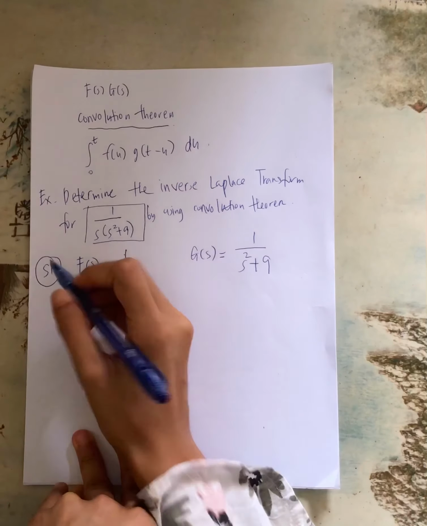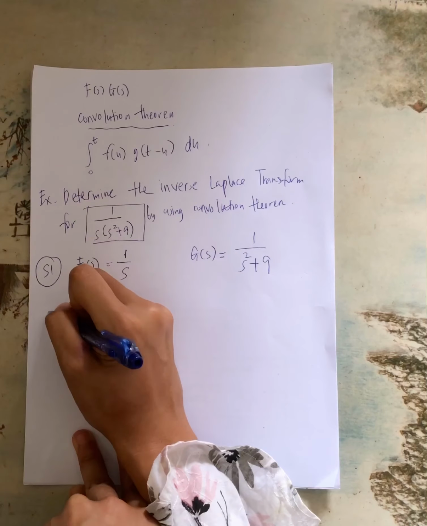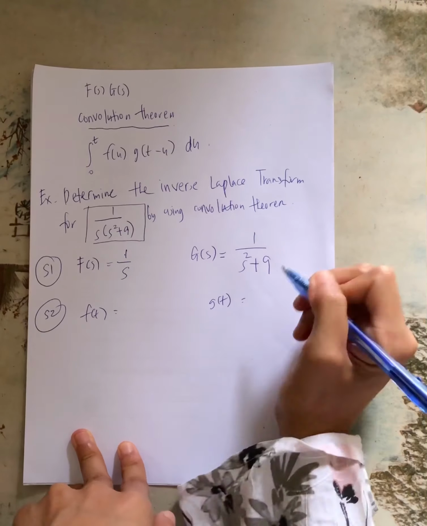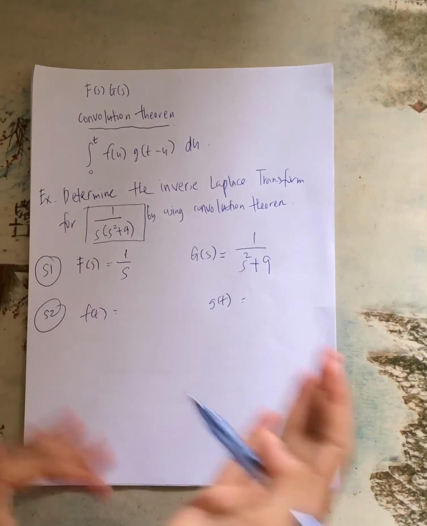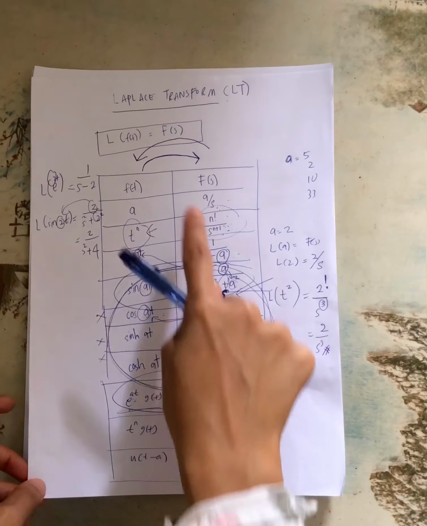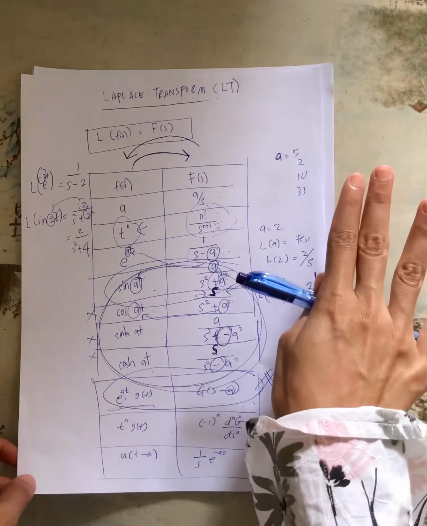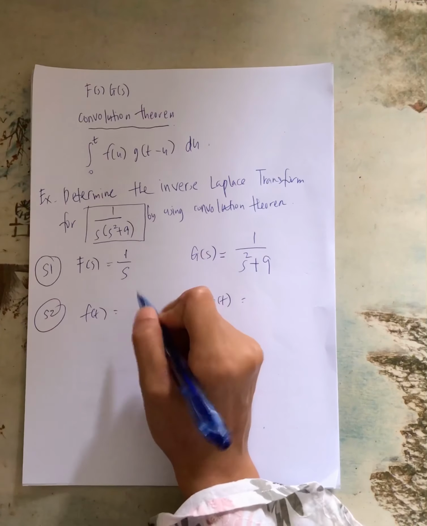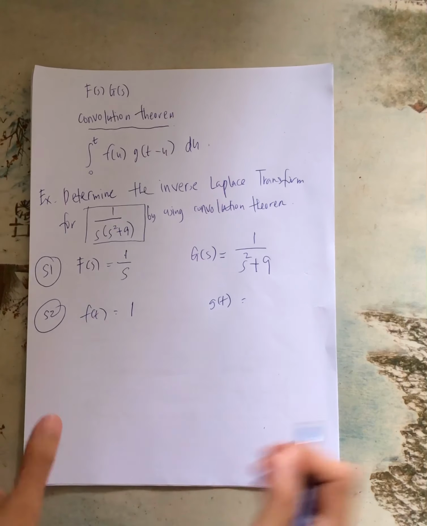So this is the first step: you just write back what your F(s) and G(s) are. Step number 2, you need to determine your f(t) and g(t). What that means is you just use your table to get f(t). It's a reverse, because from the right-hand side F(s), you get f(t). By using the table, 1 over s is a constant, so it's 1.